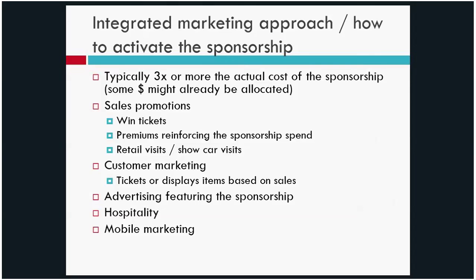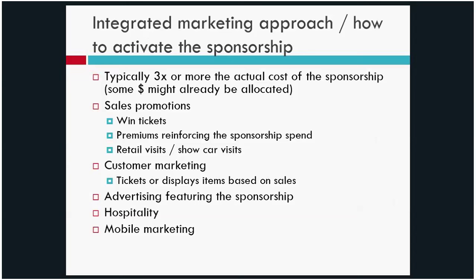When I want to activate a sponsorship, I'm not just spending $60 million on a top sponsorship with the IOC. I need to activate it. I need to spend typically 3 times or more that cost of the sponsorship to promote it, to activate it, to have it become real. So when Procter & Gamble signs their Olympic sponsorship and spends $60 million with the IOC, they need to spend about $180 million to tell people about it.